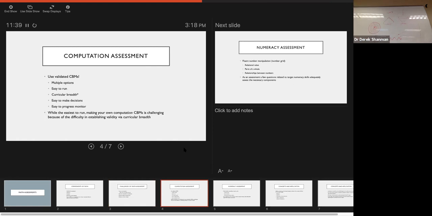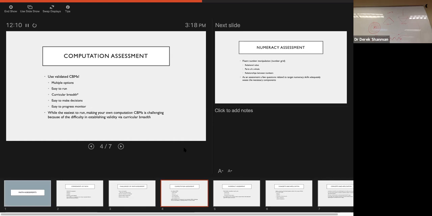Let's talk about computation assessment or calculation. So this is the most straightforward thing you can possibly have, right? You have a page, you have some math problems on it, you give it to your students, you say go, you see how many they can answer correctly. That's a math CBM. At its core, that's a math CBM.